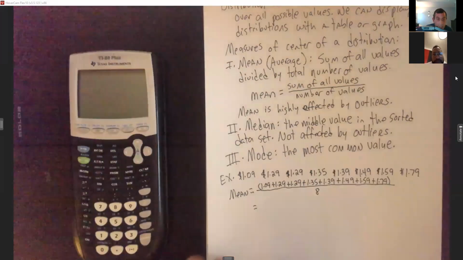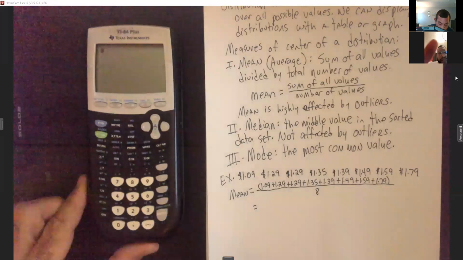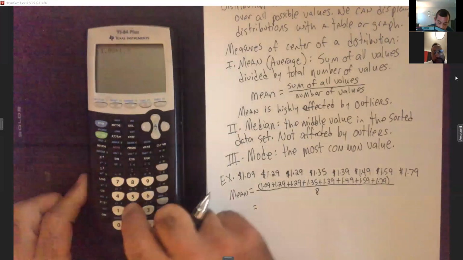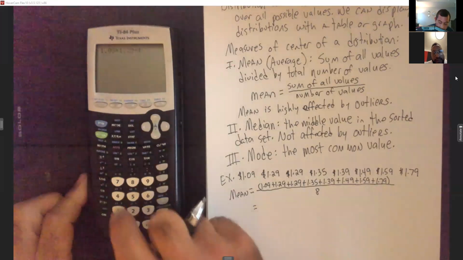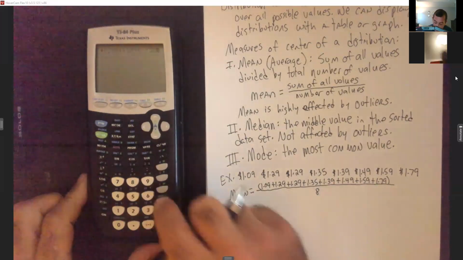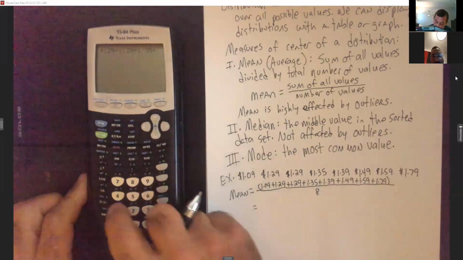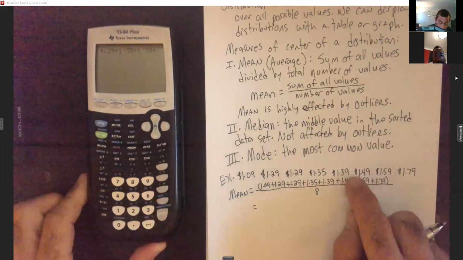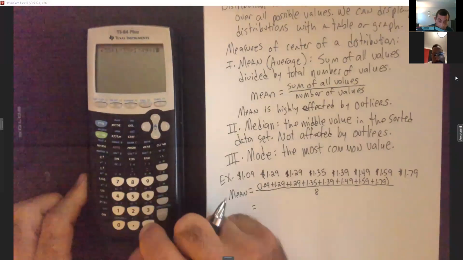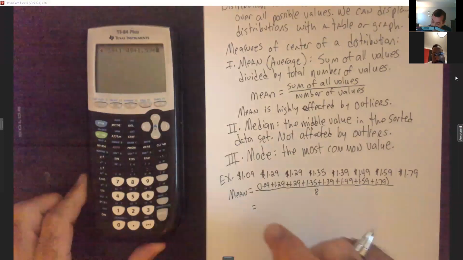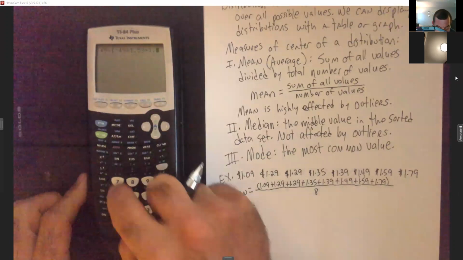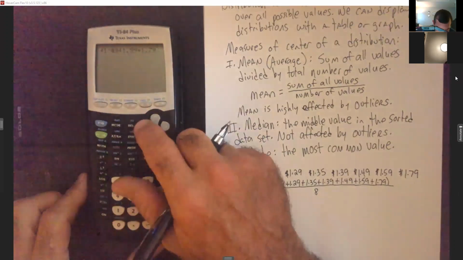So y'all, let me add the top on my calculator. I had 1.09 plus 1.29, 1.29, 1.35, 1.39, 1.49, 1.59, and 1.79. So it looks like I made a negative instead of my period here.